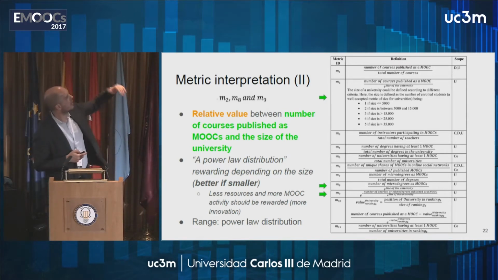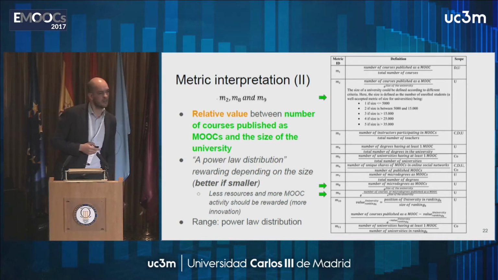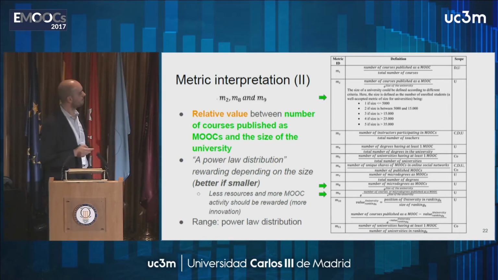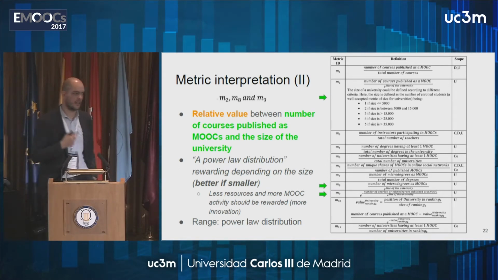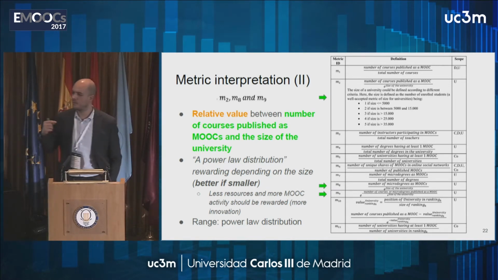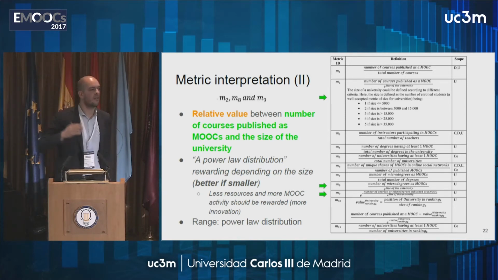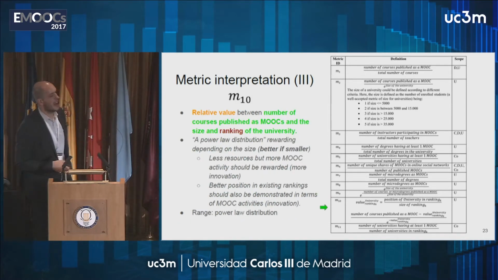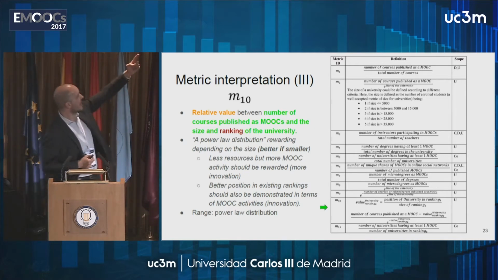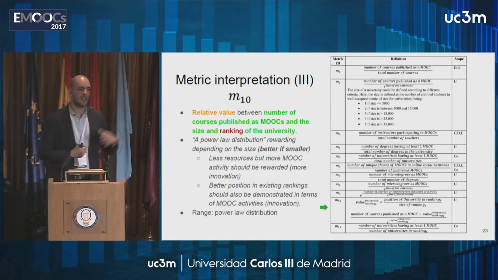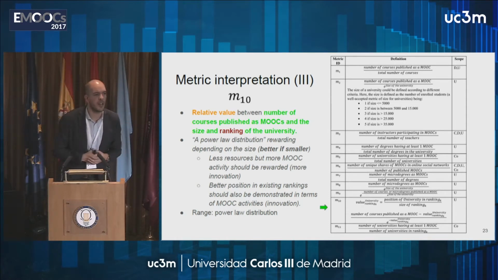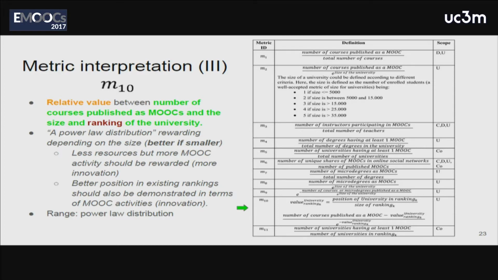They follow a kind of power law distribution, an inverse power law distribution. Better if it's smaller. If your institution is small and they have MOOC-related activities, they will have more impact. And the last group of metrics, actually just one, is a relative value, including a new variable. Not just the size, but also the position in some existing ranking. In general, for instance, we can take the Shanghai ranking.